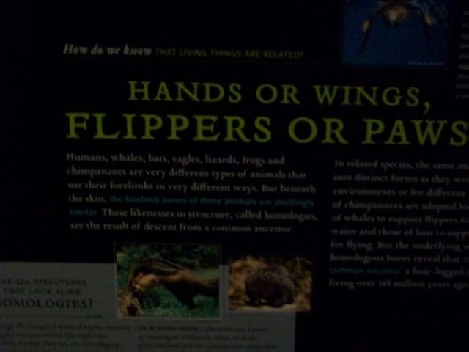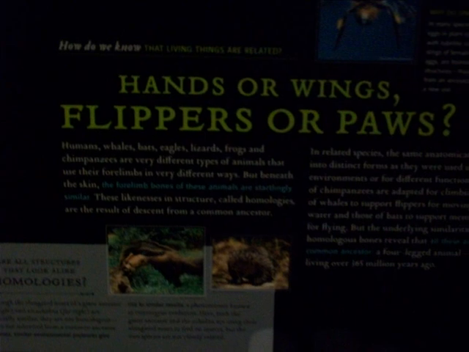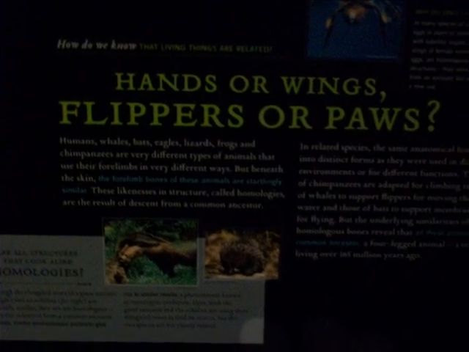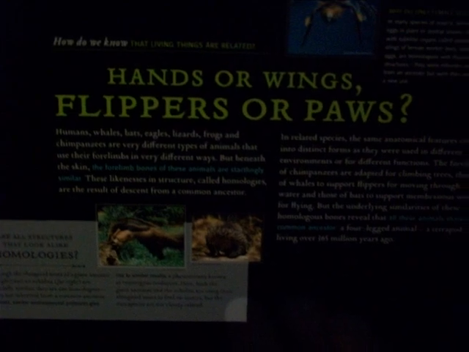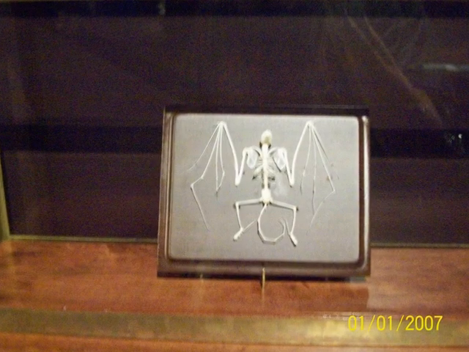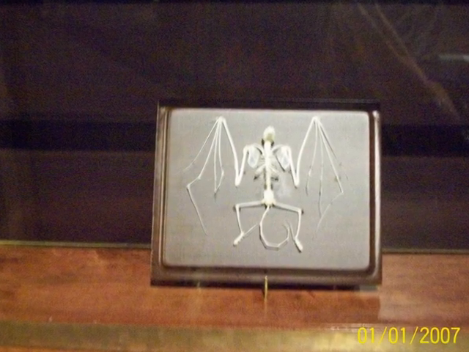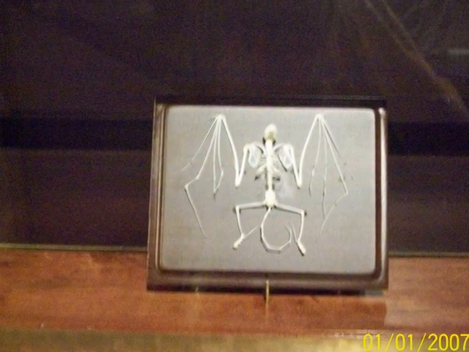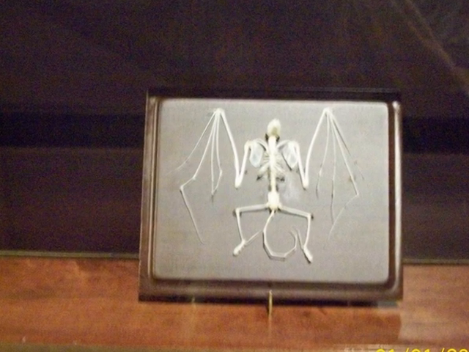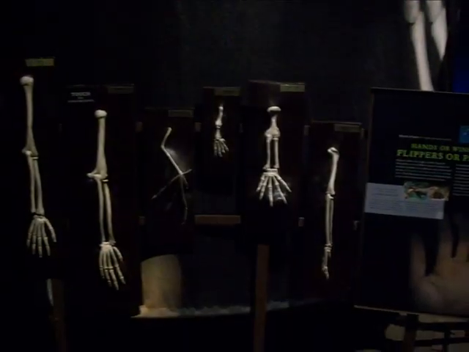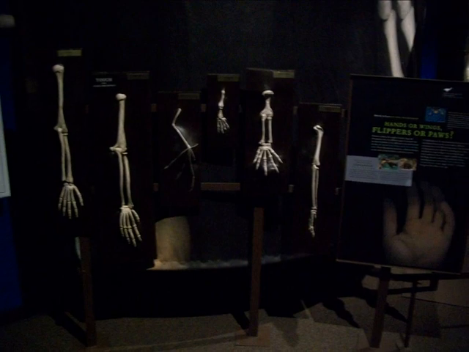These limbs look very different and serve different functions: the hand to clasp, bat's wings to fly, the porpoise to swim. Yet they are often much alike in skeletal design. This fruit bat was further evidence that large classes of organisms, such as mammals, shared a common ancestry. Here each of the bones in this bat wing has a counterpart in the bones of a human hand. Each of these limbs was either a hand, a wing, a flipper, or a paw.